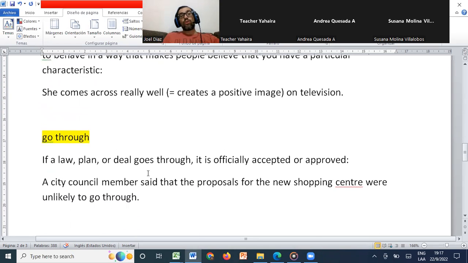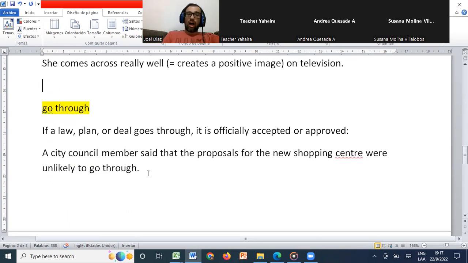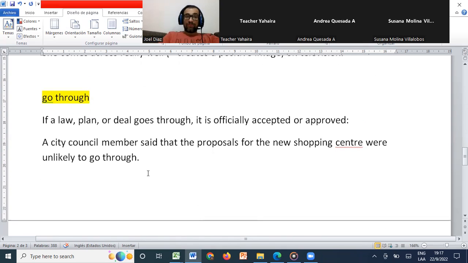Now, go through. For example, if a law, plan, or deal goes through, it is officially accepted or approved, right? So we can say here, a city council member said that the proposals for the new shopping center were unlikely to go through. So again, go through is mostly when we talk about laws or plans or deals that are officially accepted or approved, okay?